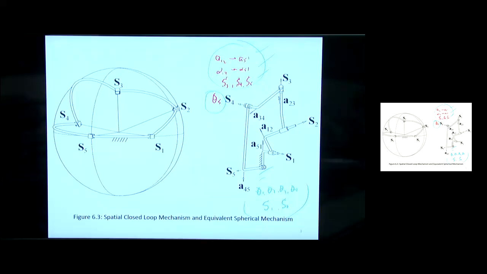I'd love to be able to, for example, find one equation in one of those unknowns, but right now we have no equations in our toolbox. We got nothing. So our goal is to solve that problem, which I'm going to erase right now, and to get there, we're going to start off by talking about these equivalent spherical mechanisms.